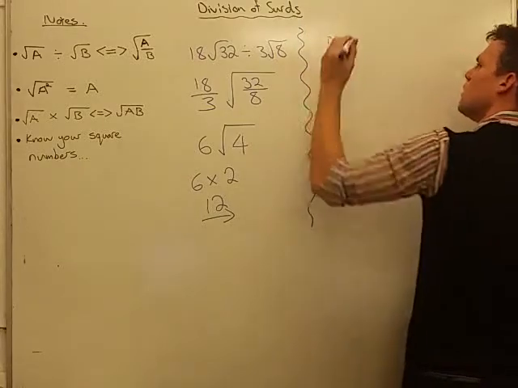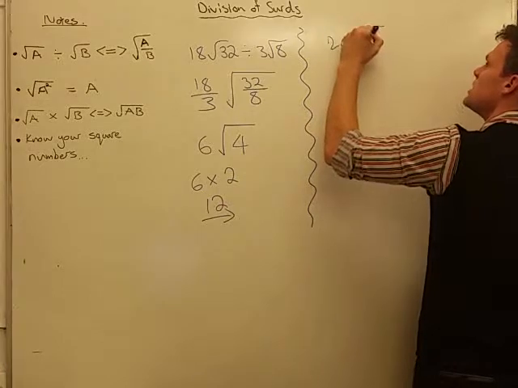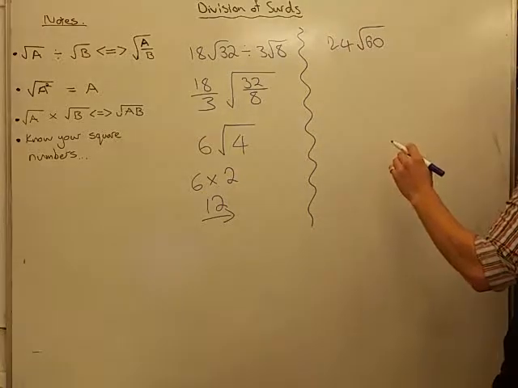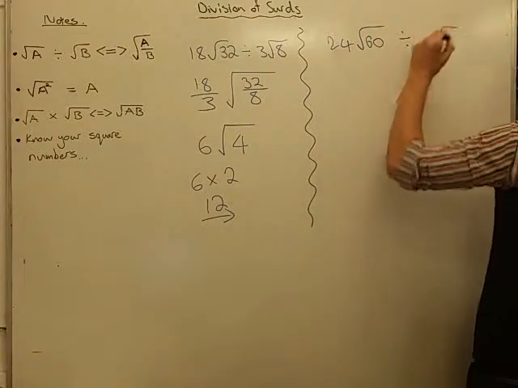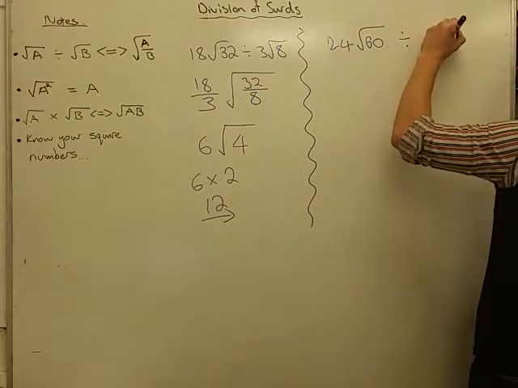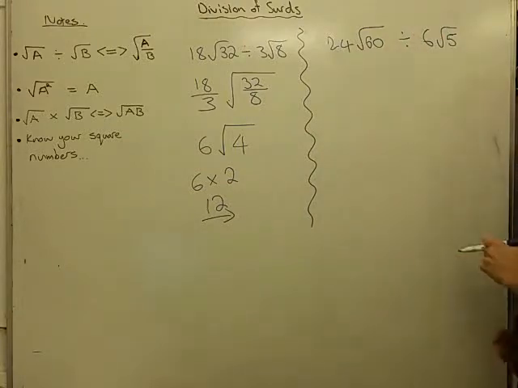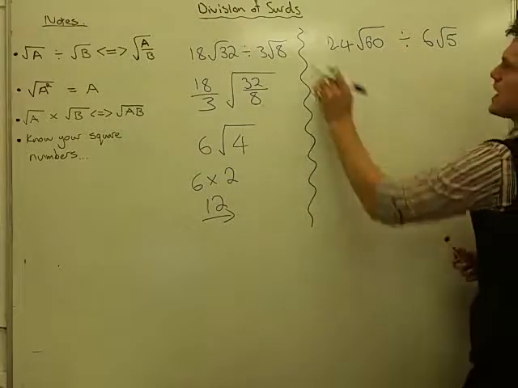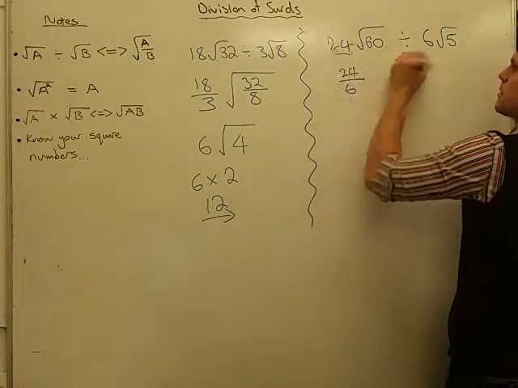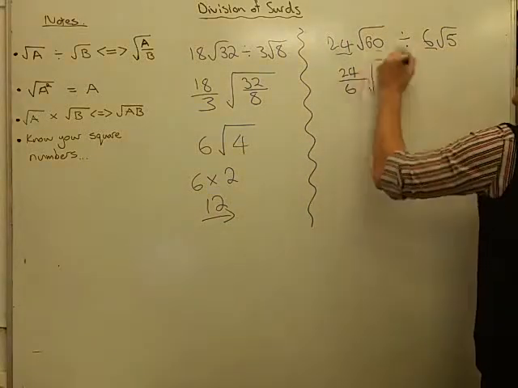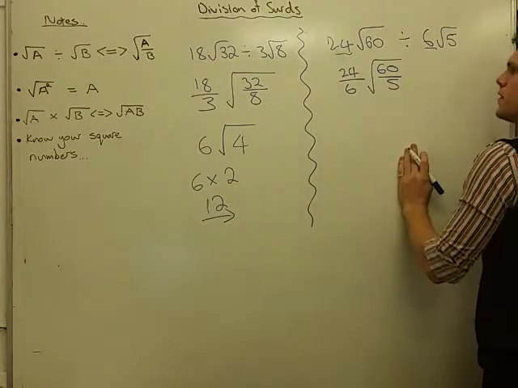If I have another example where it might not work out so neatly, let's take 24 root 60 divided by, let's have root 5 here, and let's have, I don't know, 6 root 5, something like that. Okay, so now I do exactly the same thing. So I have 24 divided by 6, coming from there and there, and I have root 60 divided by root 5, so root of 60 over 5.